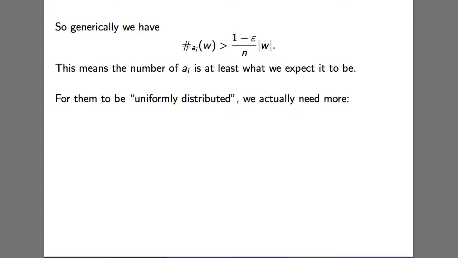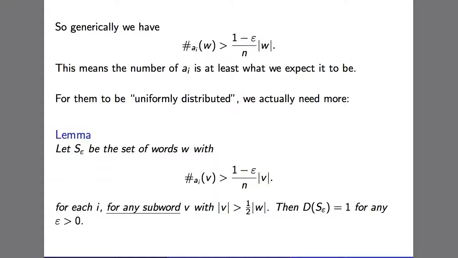I was also saying some things about being uniformly distributed, which I haven't captured yet. Actually, we need something slightly more. It looks the same here, only the difference is I'm considering all of the words W for which this is true for any subword of at least half the length of W. So not only do you get the number of letters you expect in the whole word, but if you look at any fairly large subword, you also get the appropriate distribution of the letters. This is what I mean by uniformly distributed, and this is enough to prove what I want.